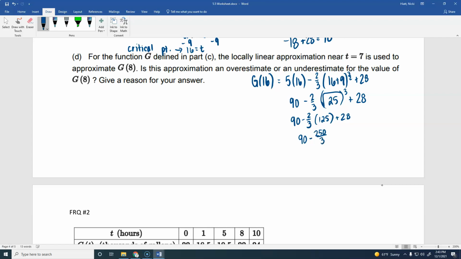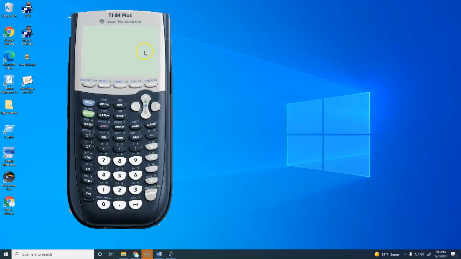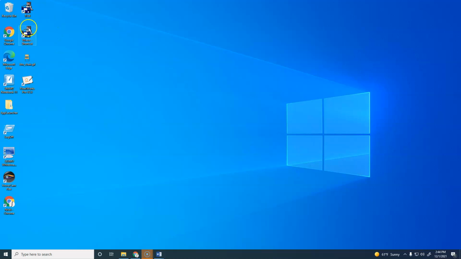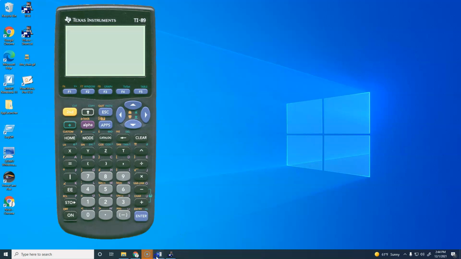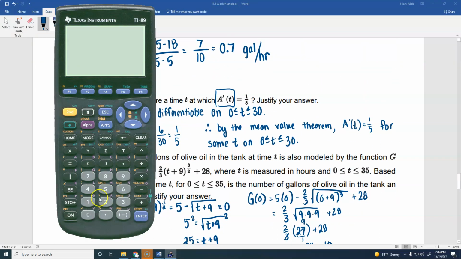250 over 3. Was this a calculator active problem? I thought it was. We're going to use the calculator because we don't have time to do this. This was from AP Classroom. I can't remember. Maybe it was calculator active and I forgot to put that next to it. But all right, let's.